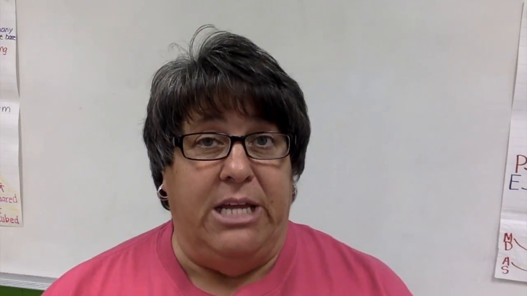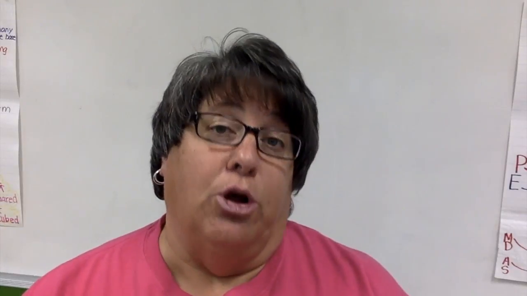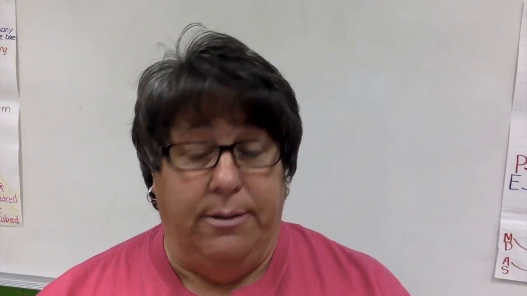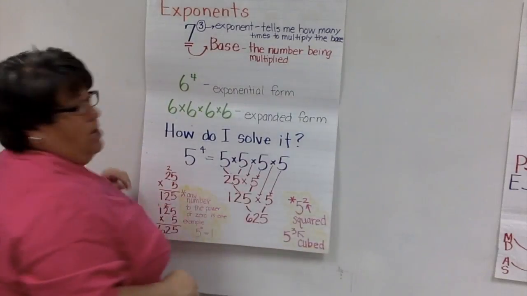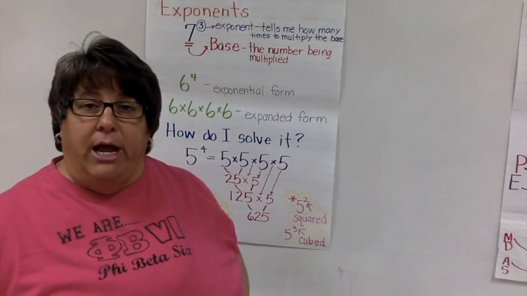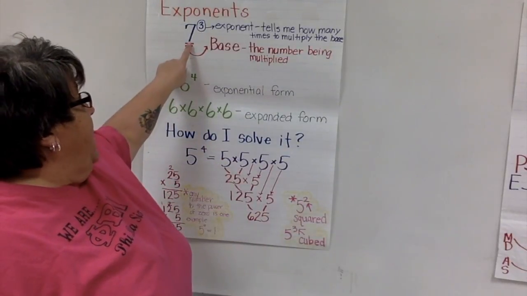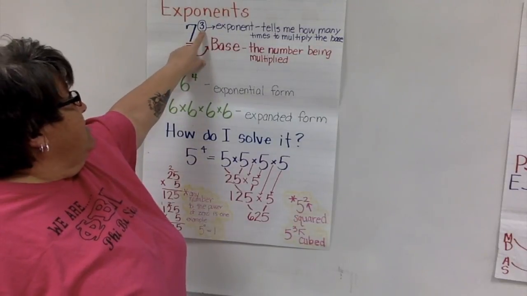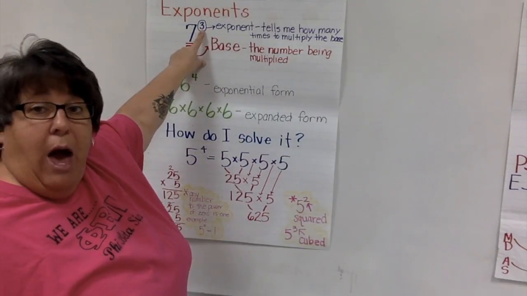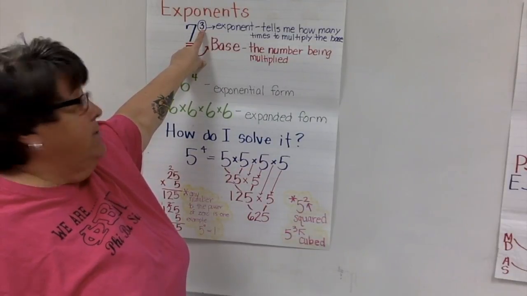The first thing we need to talk about for third quarter is exponents. You learned about exponents in 5th grade. Let's look at the anchor chart to learn about exponents. What you learned in 5th grade was that there are two parts to an exponent. There's the base, which is the number being multiplied, and there's the exponent, which tells you how many times to multiply the base by itself.